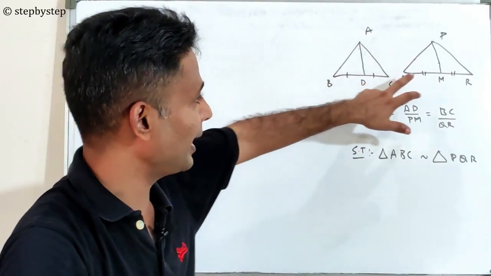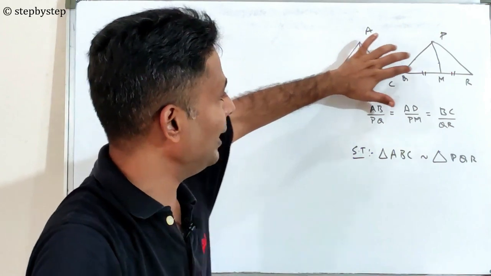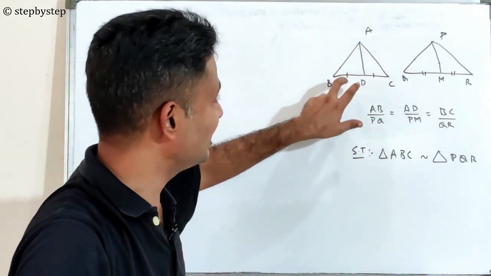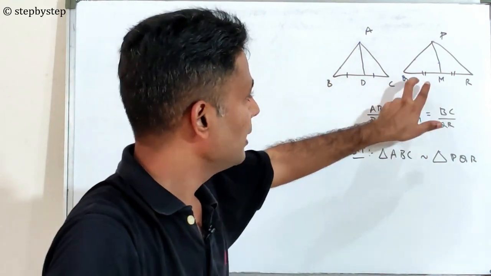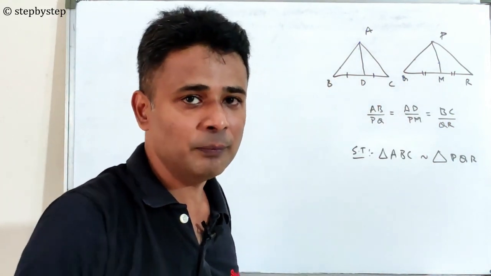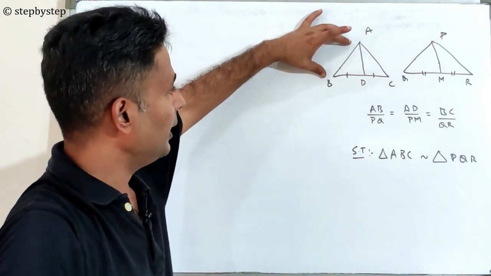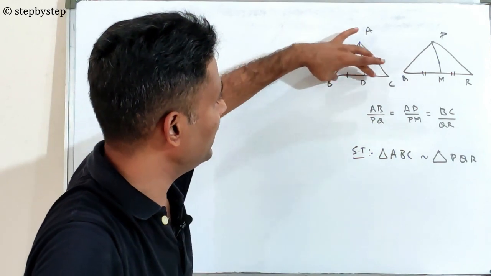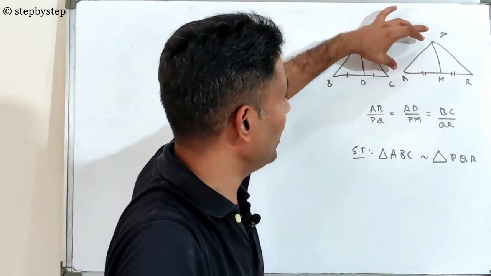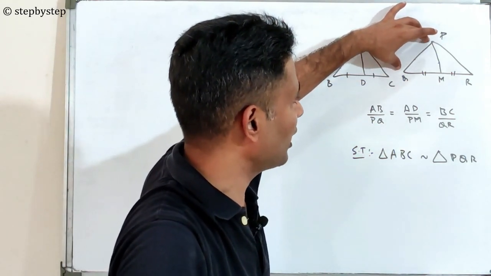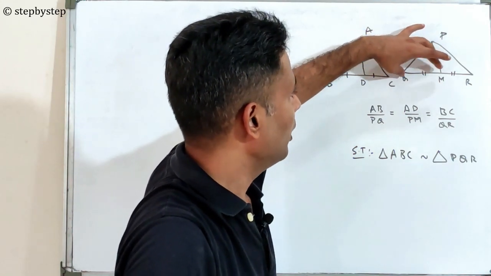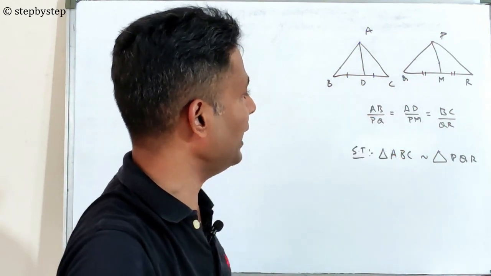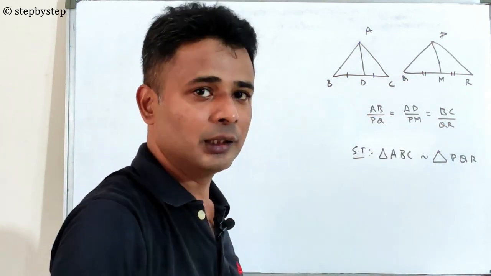They have given us these two triangles. They have told AD and PM are medians. What does that mean? This BD will be equal to DC. It splits the other side into two equal parts, and this will be equal to this. That is all it means. And they have given us AB, BC and AD are equal to the corresponding parts PQ, QR and PM. So what does it mean? AB by PQ equal to AD by PM equal to BC by QR.